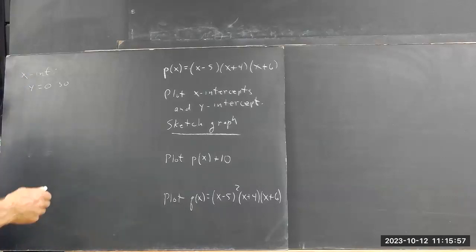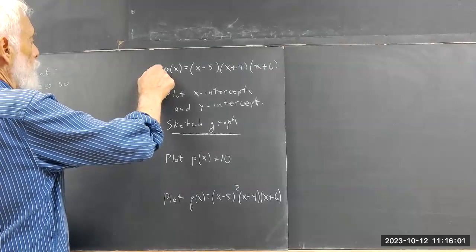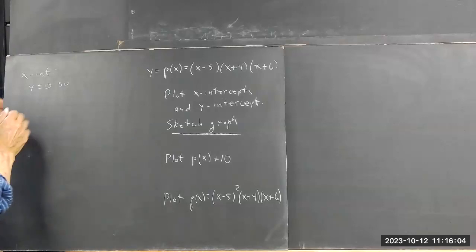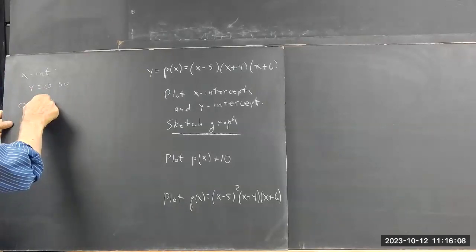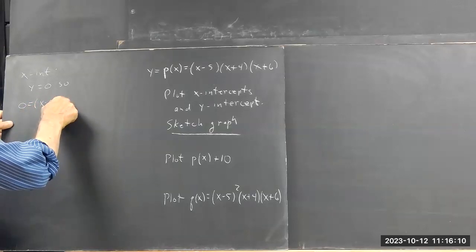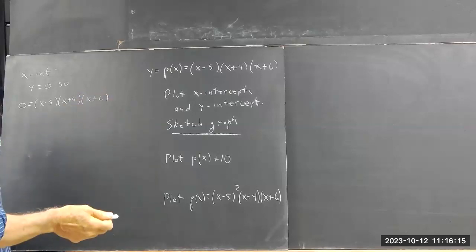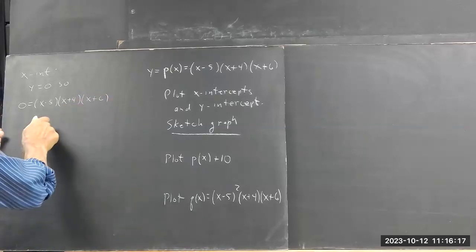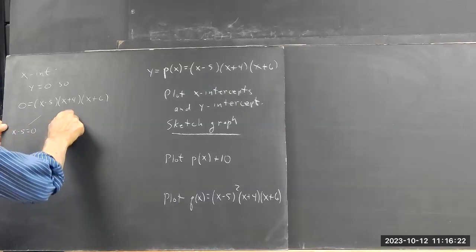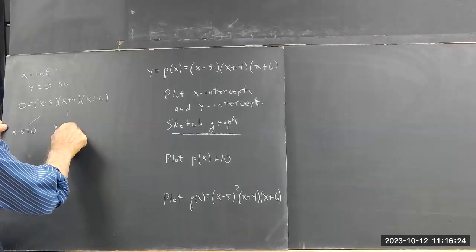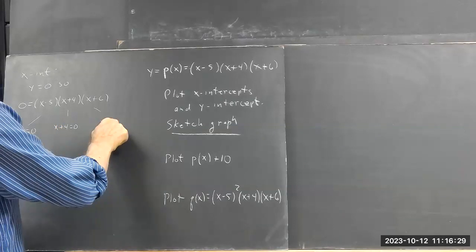Okay, anyhow, so the x-intercept, y equals 0. So, of course, this is y equals p of x. We're going to assume it's y versus x. And we're going to get 0 equals x minus 5 times x plus 4 times x plus 6. Now we're going to separate this out into 3 equations. x minus 5 equals 0. x plus 4 equals 0. And x plus 6 equals 0.